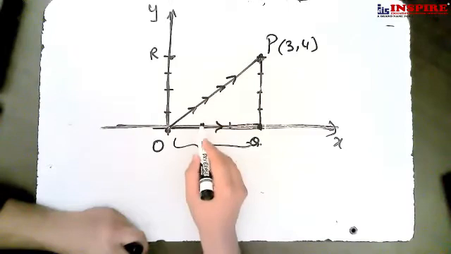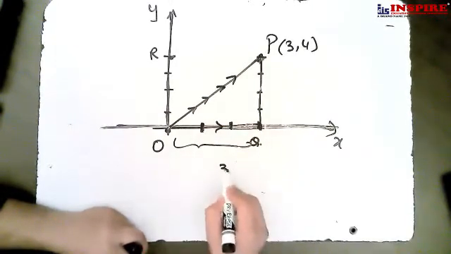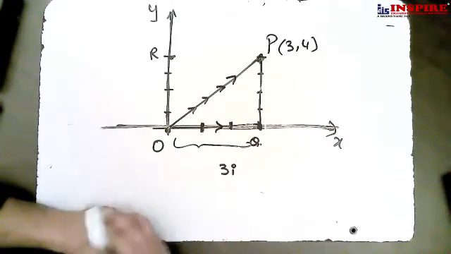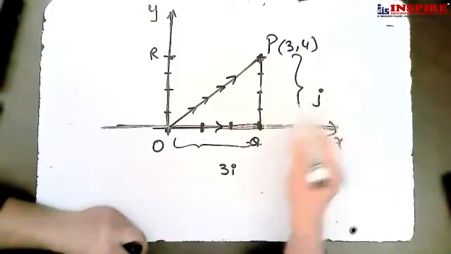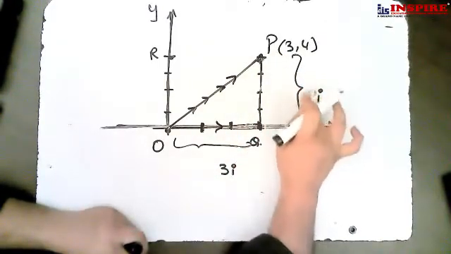3 units in the x. 1, 2, 3. It's called 3i. Along the x-axis is called i. Along the y-axis is called j. How many j's would that be? 4. Okay, if you say so.